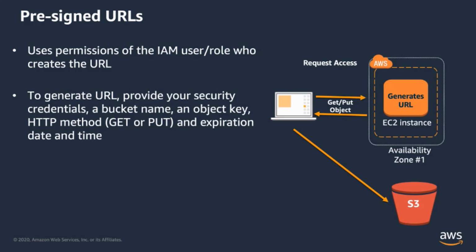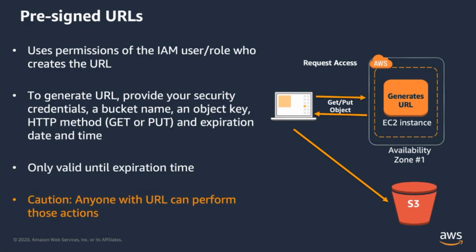You need to provide your credentials, the bucket name, the object name, whether it's a get or a put, and the expiration date and time. Until this URL expires, anyone with the URL can perform those actions. So if you send it to someone, they can send it to someone else, and they can then use it as well. So you need to think carefully about how long you want a pre-signed URL to be valid.